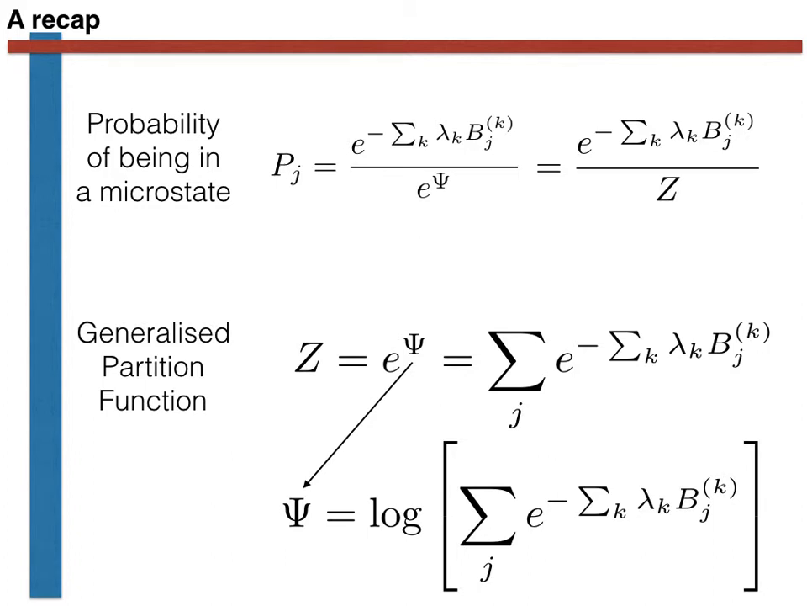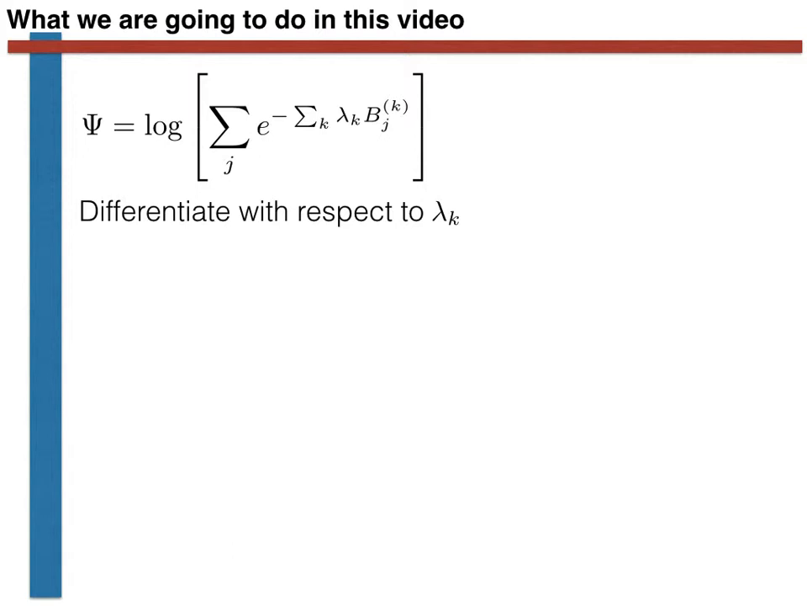Let's now turn to the subject of this video. What we are going to do here is differentiate capital Psi with respect to lambda k. At first sight, this looks like a horrendous problem, but really it is not. All we are required to do is exploit the chain rule.